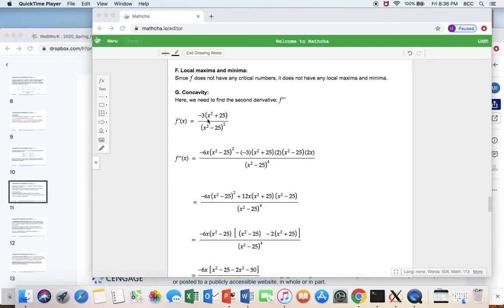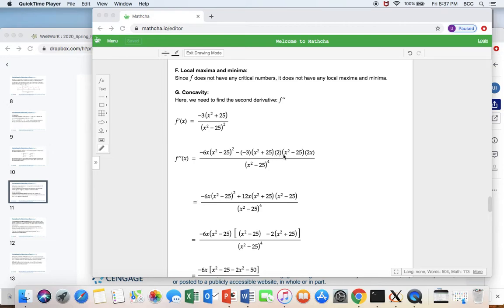So I'm just looking at the derivative of negative 3x squared, which is negative 6x, denominator as it is, minus numerator as it is. Mind you, because negative 3 is there, I have placed it in parentheses. Numerator as it is, derivative of the denominator. What is the derivative of this? That 2 has to come down: x squared minus 25, and then you go inside and take its derivative, 2x.